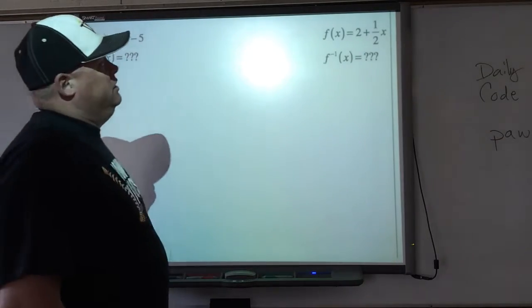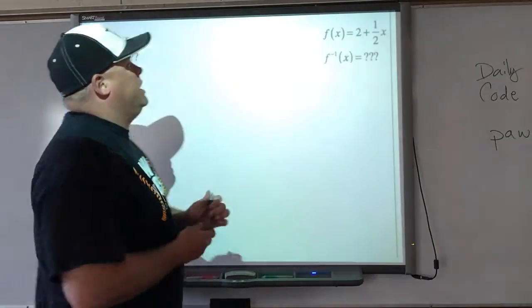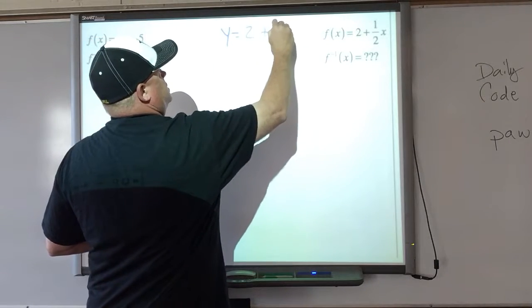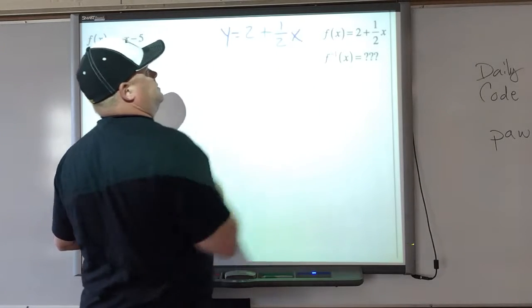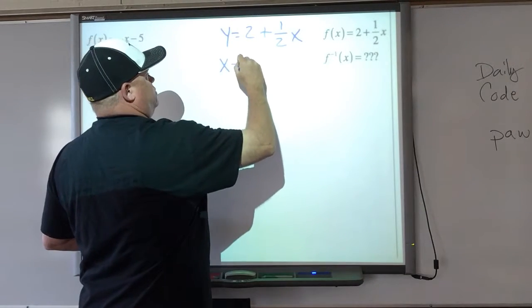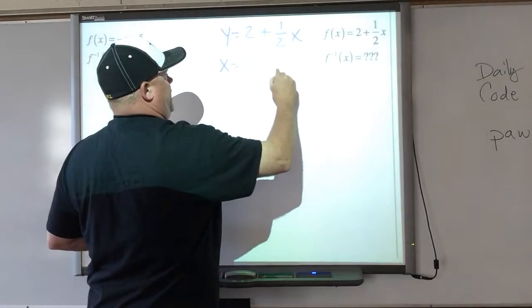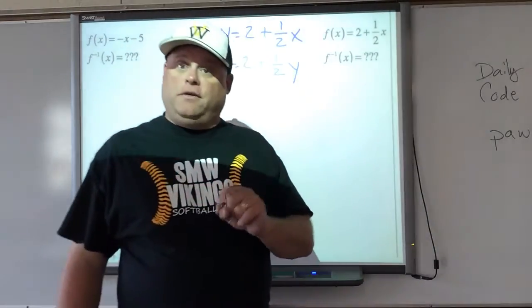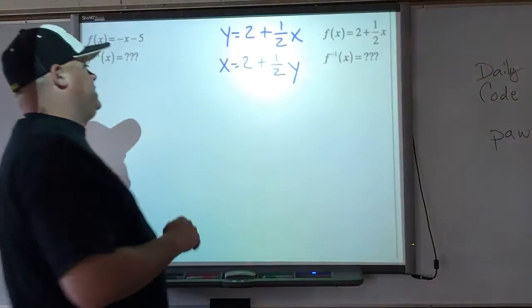Okay, so step 1, replace f of x with y. So this becomes y equals 2 plus 1/2 x. Switch the y and the x. X equals 2 plus 1/2 y. Step 3, solve for y. Here we go.